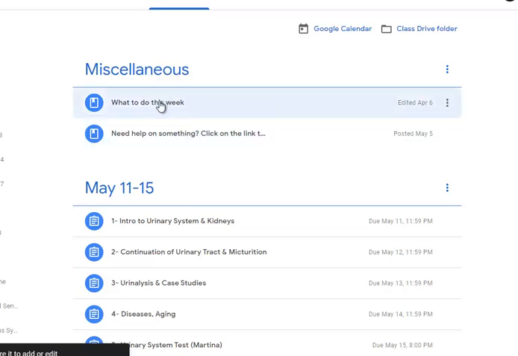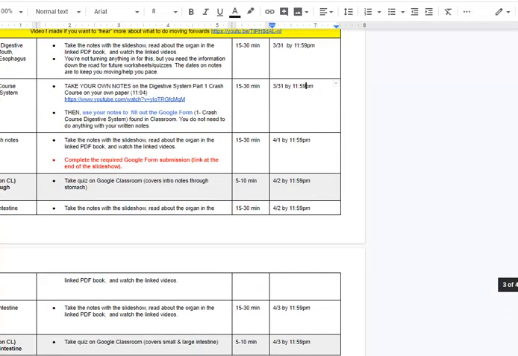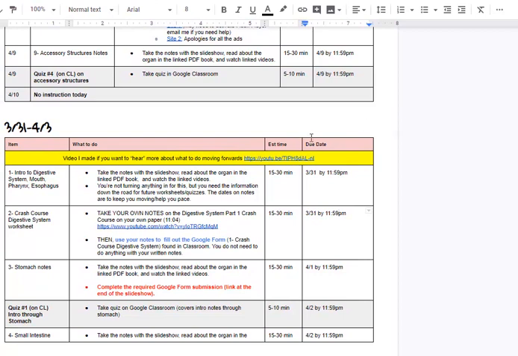But what I want to show you up here first is this document that I called What to Do This Week. I created this for every class, and starting at the bottom because that's the oldest stuff at the beginning of quarantine. This document helped kids organize what they needed to do each day and throughout the week, and kids loved it.